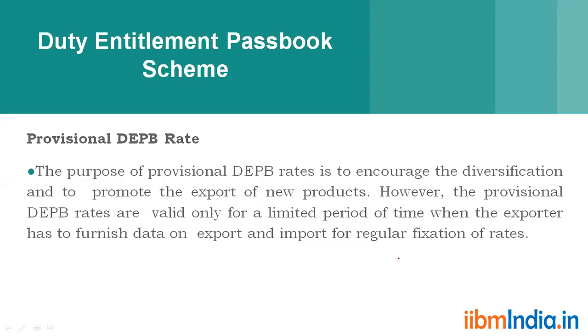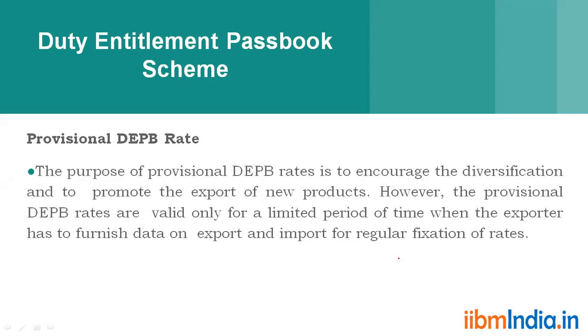Now, further under the Duty Entitlement Pass-Through scheme, the provisional DEPB rate. The purpose of the provisional DEPB rate is to encourage diversification and to promote the export of new products. However, the provisional DEPB rates are valid only for a limited period of time, when the exporter has to furnish data on export and import for regular fixation of the rate.